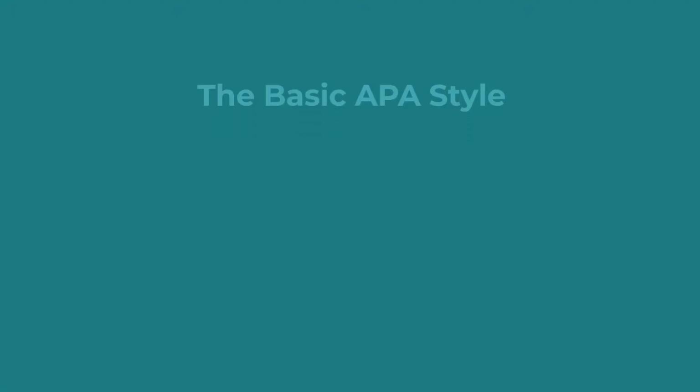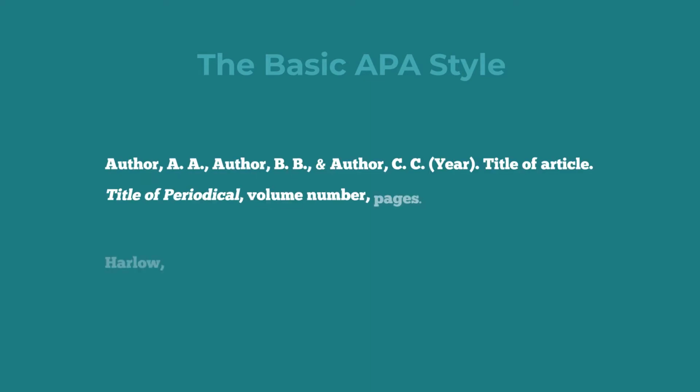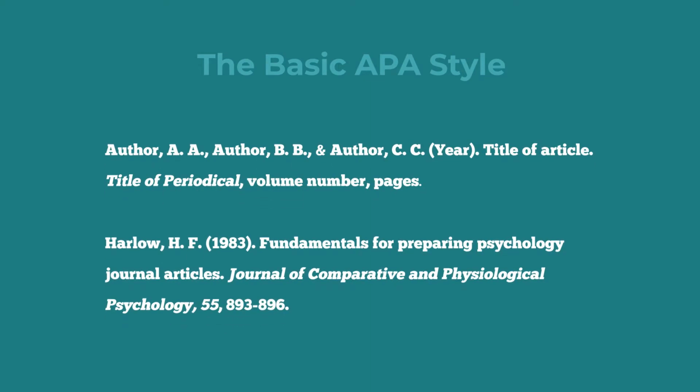The basic APA style. APA style dictates that authors are named last name followed by initials. Publication year goes between parentheses, followed by a period. The title of the article is in sentence case, meaning only the first word and proper nouns in the title are capitalized. The periodical title is run in title case and is followed by the volume number, which, with the title, is also italicized.